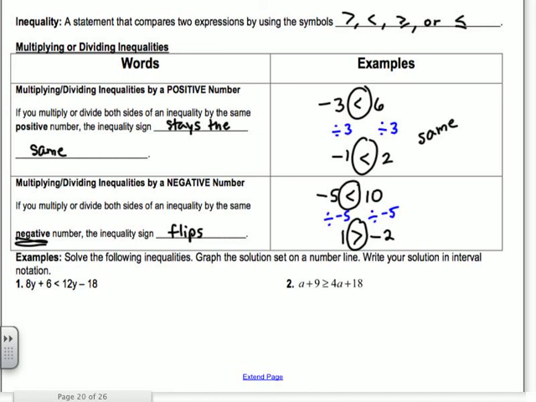Okay. So basically this is exactly the same as if you are solving an equation, except when you divide or multiply by a negative. So number 1, so I have 8y plus 6 is less than 12y minus 18. So you can subtract the 12y over if you want. So I get negative 4y plus 6 is less than negative 18. Subtract the 6 over, so I get negative 4y is less than negative 24.